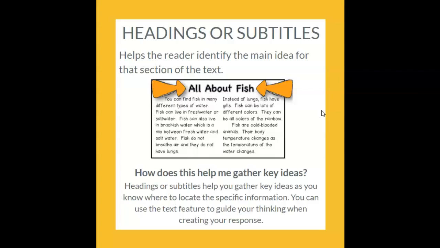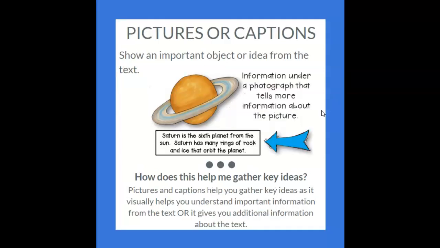Okay, so this text feature really helps you look at just the sections that you're needing to, and you can gather key ideas using the support of the heading or the subtitle rather than having to look at the text as a whole. Pictures or captions. They show an important object or idea from the text. Okay, the caption can also show information under a photograph that tells more about the picture.